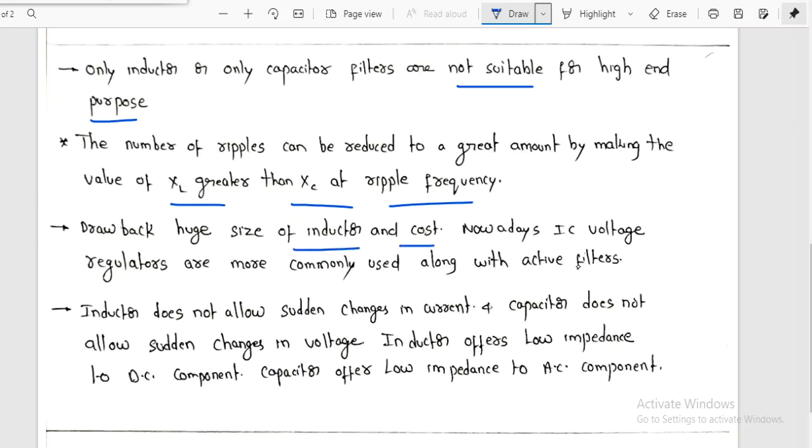Nowadays, integrated circuit based voltage regulators are being commonly used along with the active filters. So IC voltage regulators are being commonly used with active filters.